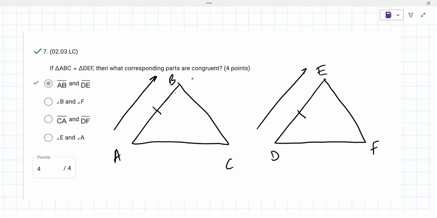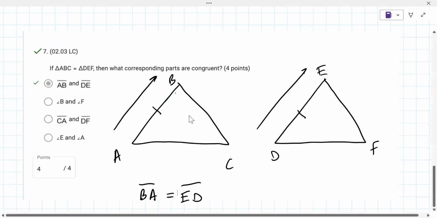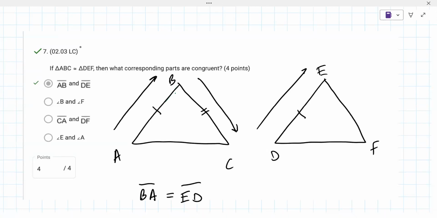So similarly, the direction matters. Similarly, if you say BA is congruent to ED, that is also correct. Now you might wonder, well, where does that come from? It comes from the order of the letters. So see how A and B are next to each other? A goes to B, B goes to E. Similarly B goes to C, and E goes to F.